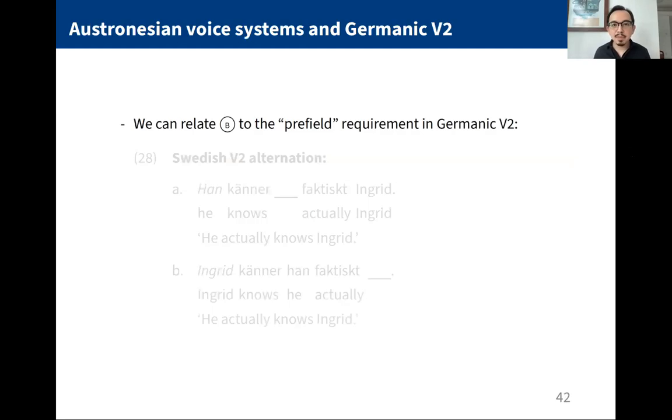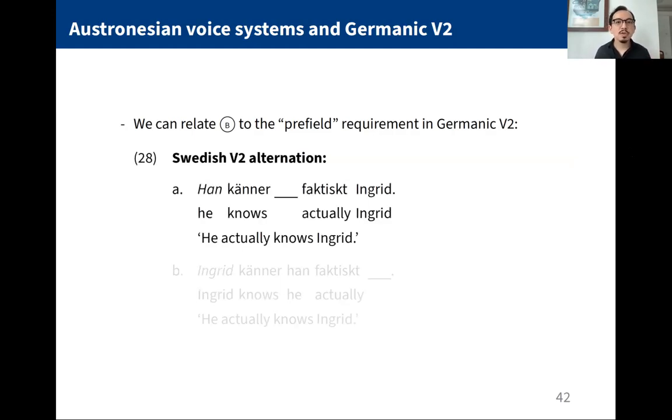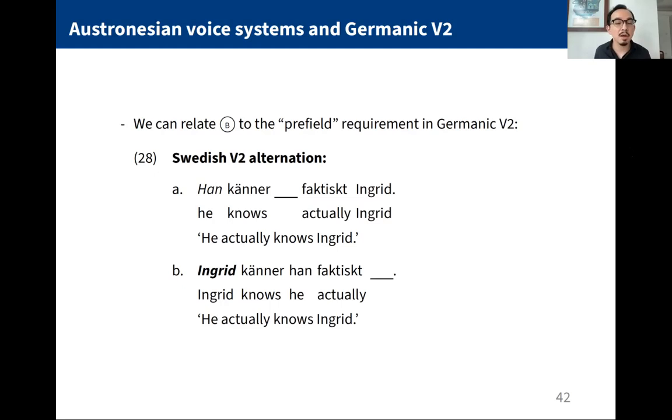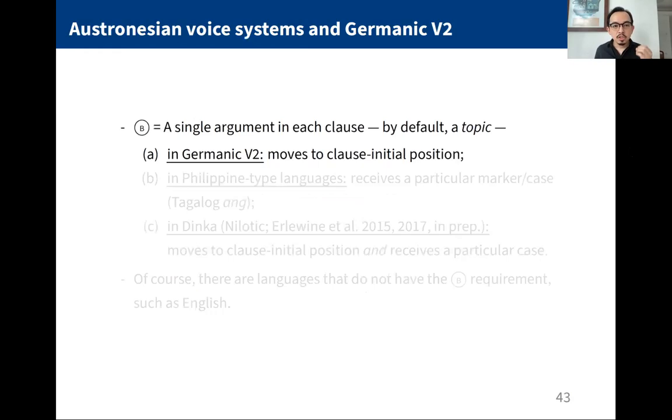We can relate this B requirement to something very familiar, like the pre-field requirement in Germanic V2. So here, illustrating with Swedish, we know that we have to move some constituent to the beginning of the clause in a V2 clause. So that could be the subject, but that could also be an object, for example, satisfying the V2 requirement. So more generally, it's a familiar idea that certain languages have a requirement that in each clause, you choose one argument to be special in some way, by default, a topic. In Germanic V2, you then move it to clause initial position.